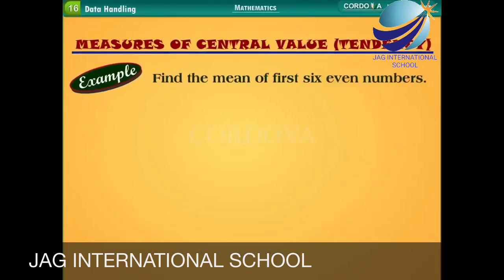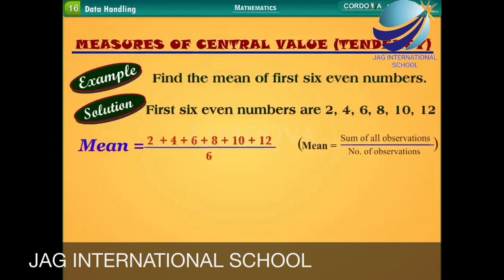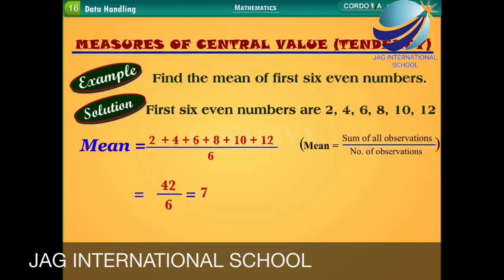Examples. Find the mean of the first 6 even numbers. Solution. The first 6 even numbers are 2, 4, 6, 8, 10, 12. Mean is equal to (2 plus 4 plus 6 plus 8 plus 10 plus 12) upon 6. Mean is equal to sum of all observations upon number of observations, which is equal to 42 upon 6, which is equal to 7. Hence, the required mean is 7.